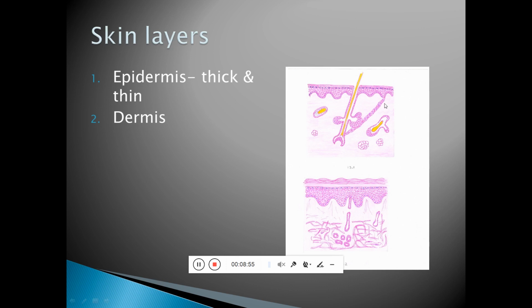The dermis is living, sensitive, and vascular. It is the dermis. These layers have hair follicles, glands, muscles, sweat glands, connective tissue fibers, collagen fibers, elastic fibers. Everything is present in this dermis part. The epidermis and dermis combine to make the skin.